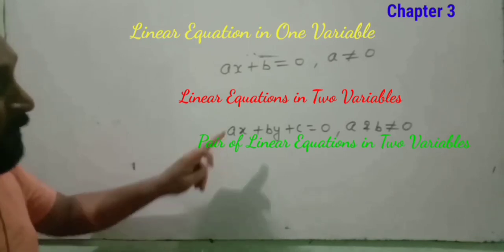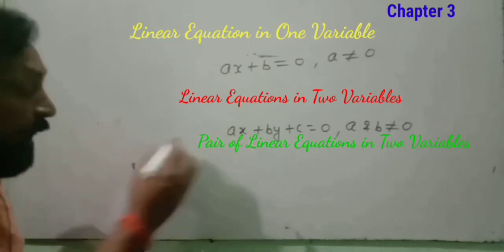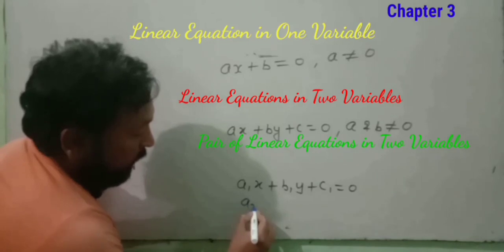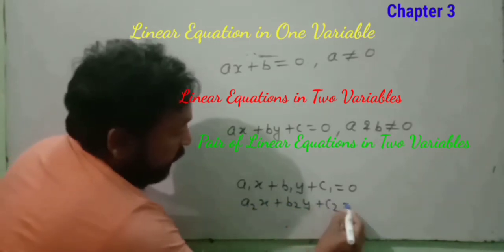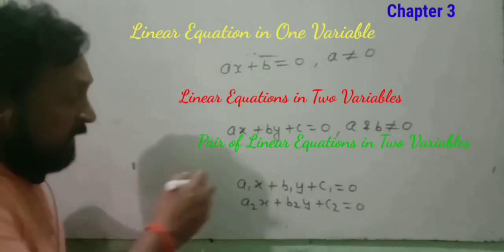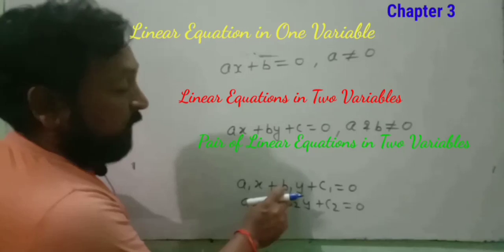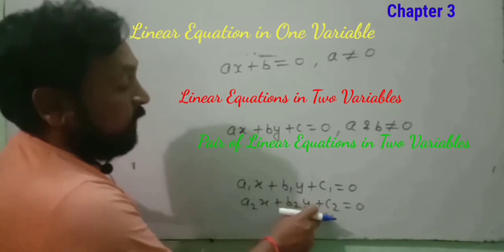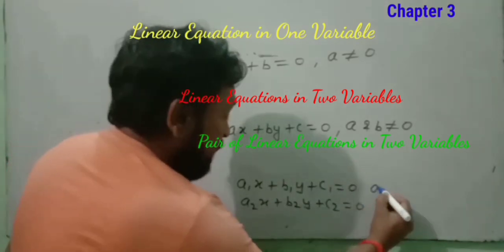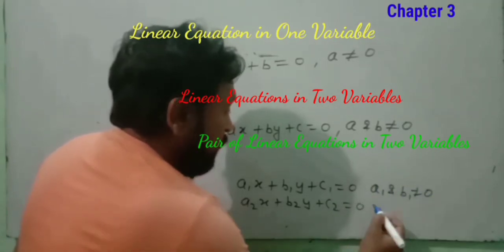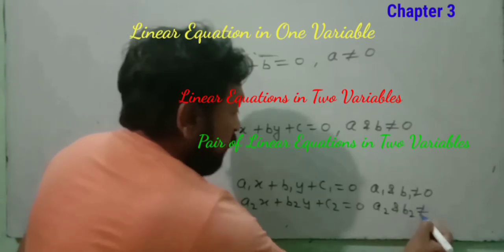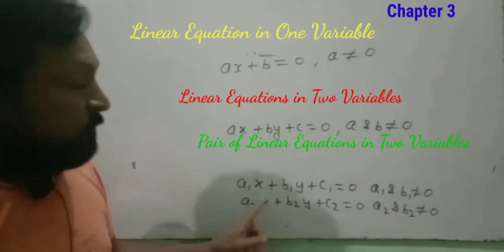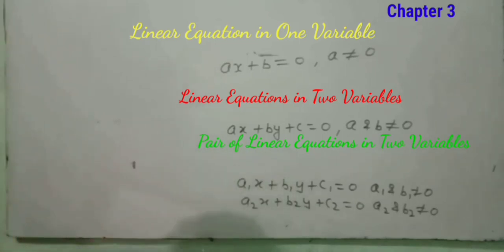Now come to the topic of our chapter, pair of linear equations in two variables. It means we will have linear equations in the form of a pair. We will have two: a1x plus b1y plus c1 is equal to 0, and a2x plus b2y plus c2 is equal to 0. x and y are the variables, a1 and a2 are coefficients of x, b1 and b2 are coefficients of y, and c1 and c2 are constant values. Keep in mind that a1 and b1 must not equal 0, and a2 and b2 must not equal 0, because if they are 0, then this will not be an equation in two variables. Understood?